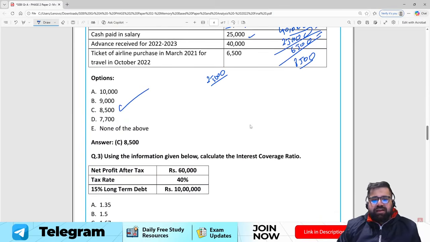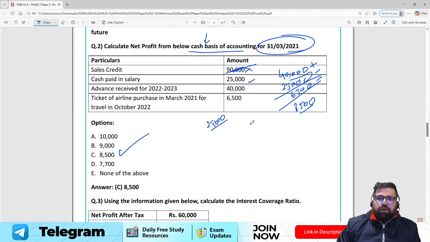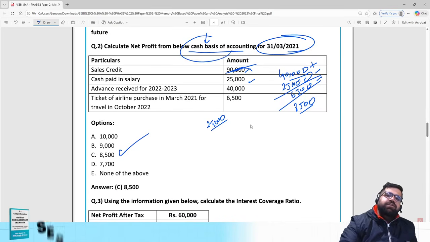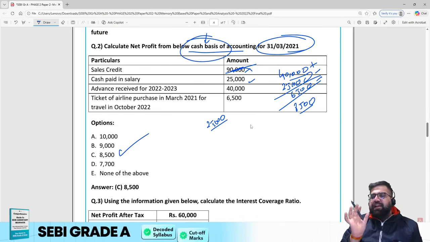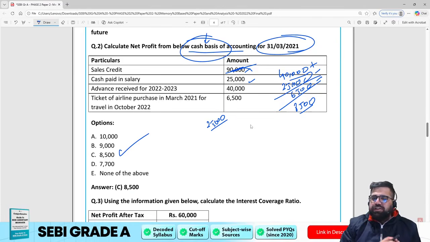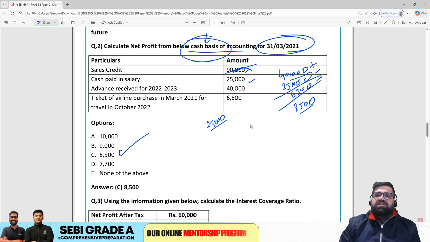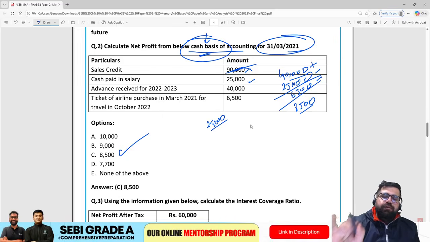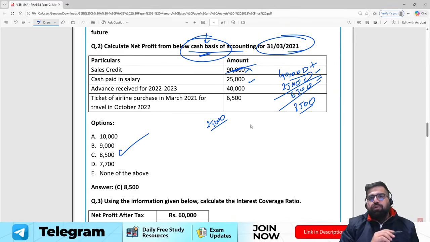Let me check, is it correct? Yes, the answer was correct. You got it right, that in cash basis we have to just see when we are getting cash. It doesn't follow accrual, it doesn't follow matching, it doesn't follow revenue recognition, right? You have to follow cash basis. Then if the question says nothing is mentioned, then you have to assume accrual only. I hope you know what accrual is, right?